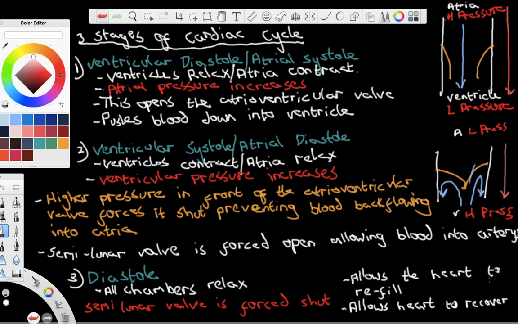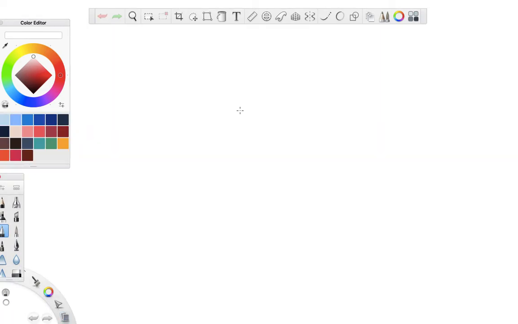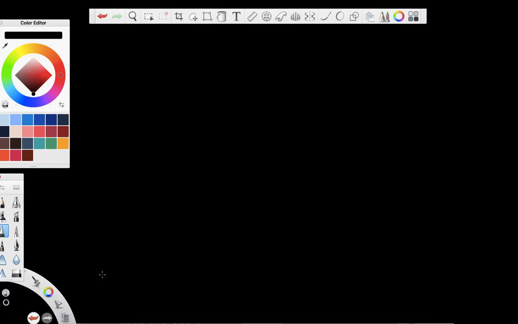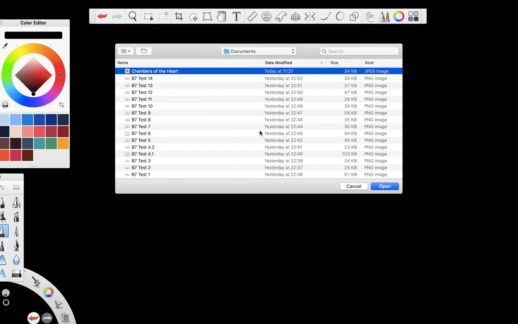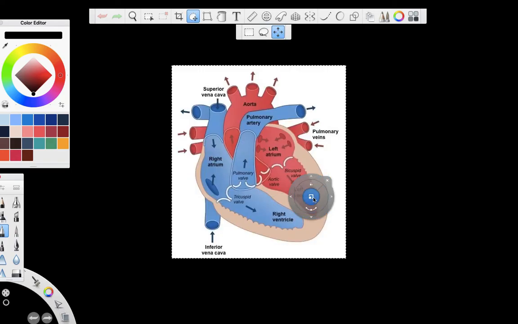Okay, so the three stages of the cardiac cycle are ventricular diastole, atrial systole, ventricular systole, atrial diastole, and diastole. Okay, just to help you with this, I am going to quickly go over it on the screen. So we've got pretty big bit to do still. So add an image, add our chambers of the heart again, and this time we'll make it fairly big.